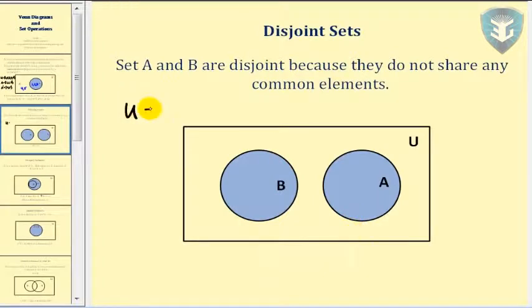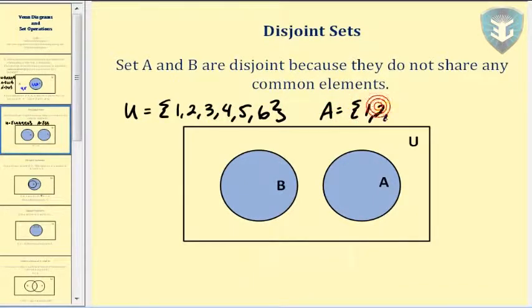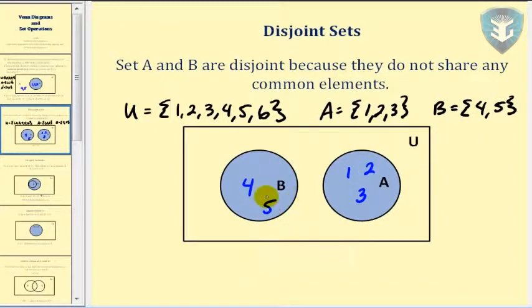So here if the universal set was a set containing 1, 2, 3, 4, 5, 6, and set A contained the elements 1, 2, 3, set B would not be able to contain 1, 2, or 3, but it would have to contain elements within the universal set. So maybe B would contain 4 and 5. So for the Venn diagram, 1, 2, and 3 would be inside set A, 4 and 5 would be inside set B, and 6 would be outside both circles.